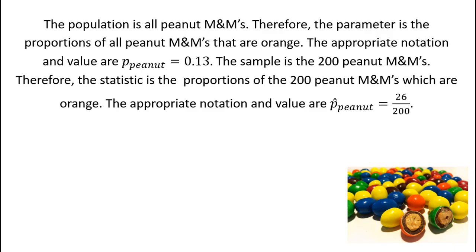For C, the population is all peanut M&Ms. Therefore, the parameter is the proportion of all peanut M&Ms that are orange. The appropriate notation and value are p equal to 0.13. The sample is the 200 peanut M&Ms. Therefore, the statistic is the proportion of the 200 peanut M&Ms which are orange. The appropriate notation and value are p hat is equal to 26 divided by 200.